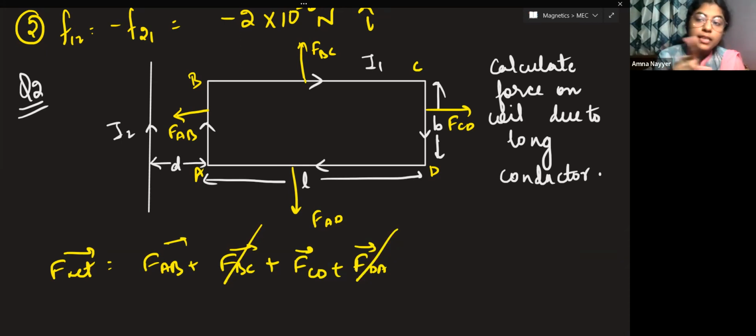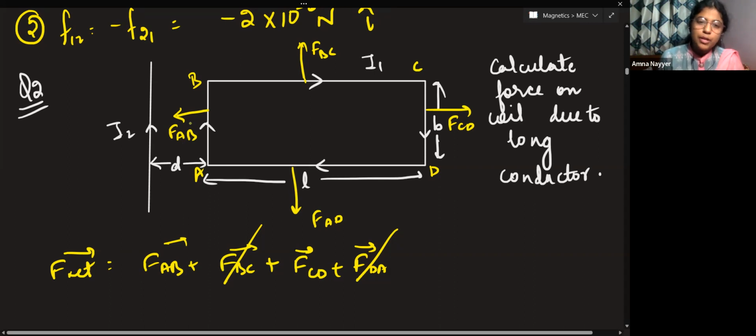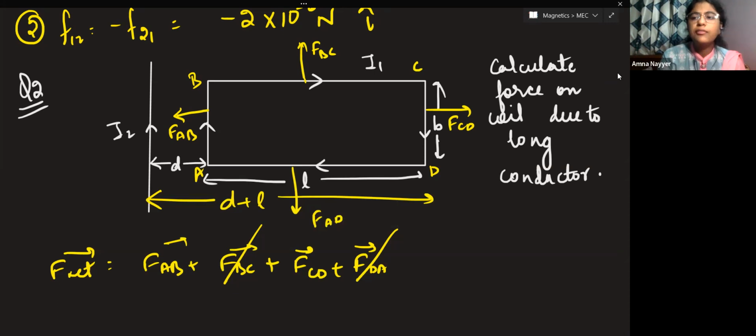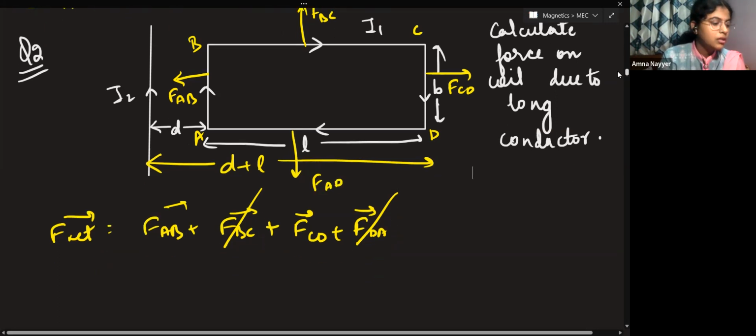Though both these forces are opposite to each other, making an angle of 180 degrees, if you look carefully, the separation between the AB segment and the wire is just D, whereas the separation between the CD segment and the wire is D plus L. Fine. So that's why both the forces do not cancel each other. Now we can write the magnitude. Look just at FAB. This is current I2, this is I1. So FAB becomes mu naught I1 I2.